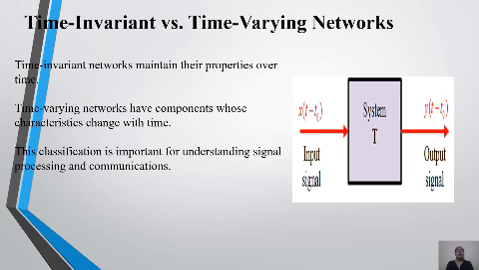Time invariant versus time varying networks. Time invariant networks maintain their properties over time. Time varying networks have components whose characteristics change with time. This classification is important for understanding signal processing and communications. This is the example. This is the input signal x(t - t0). This is the system. Output signal y(t - t0).